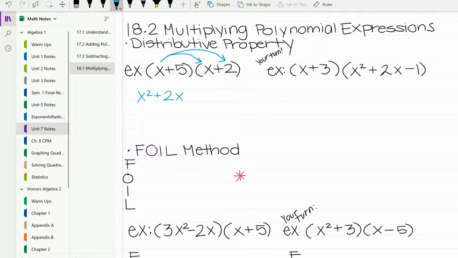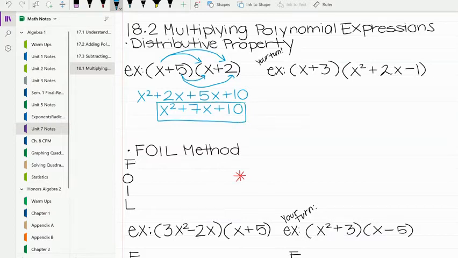But that's only distributing the x, so I have to do the same thing with the 5. So we do 5 times x, which would be 5x, and 5 times 2, which would be 10. So now I have x squared plus 2x plus 5x plus 10, and we could actually combine those middle terms. So this would turn into x squared plus 7x plus 10. And that would be our final answer. So that is the distributive property.